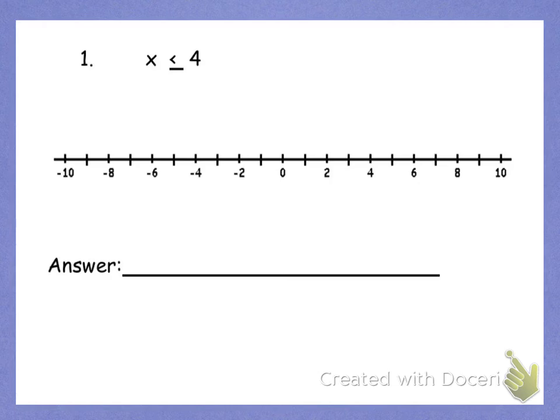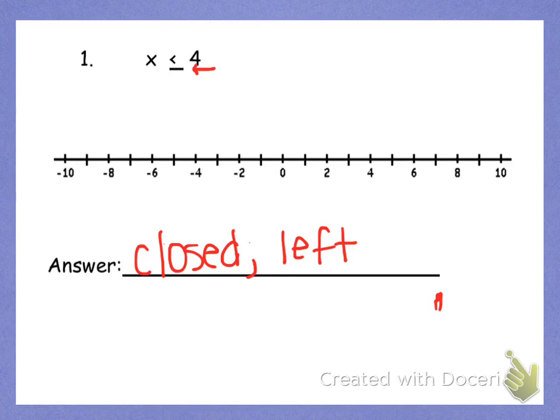Okay, so this is, again, just number line work. So if we look here, x is less than or equal to. When I have the or equal to is when I have a closed circle, and it is pointing to the left. So I go to my number 4, and I draw a closed circle, and then I highlight to the left.